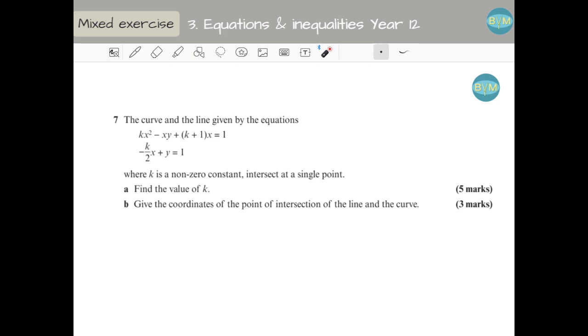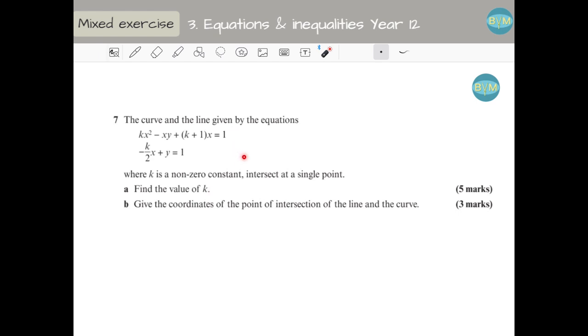Hello, this is question 7 on your mix exercise 3 from year 12. You have the curve and the line given by this equation. This one is the curve, this one is a straight line, where k is a non-zero constant, and they intersect at a single point. Find the value of k.